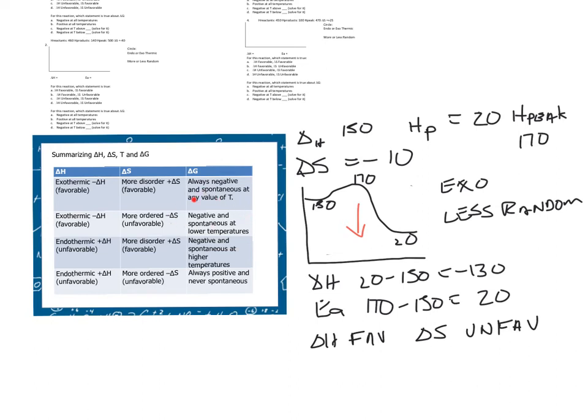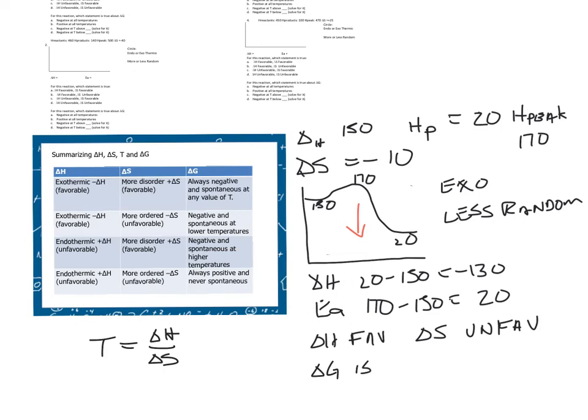And the last option tells me that delta G is going to be negative, not always, but only at lower temperatures. If you remember from the notes video, I solved for temperature when delta G is going to be 0. That's our break point between spontaneous and not. And that is going to be when delta H is divided by delta S.